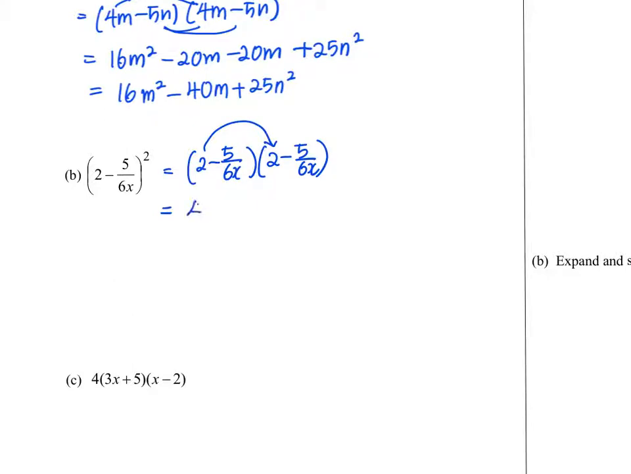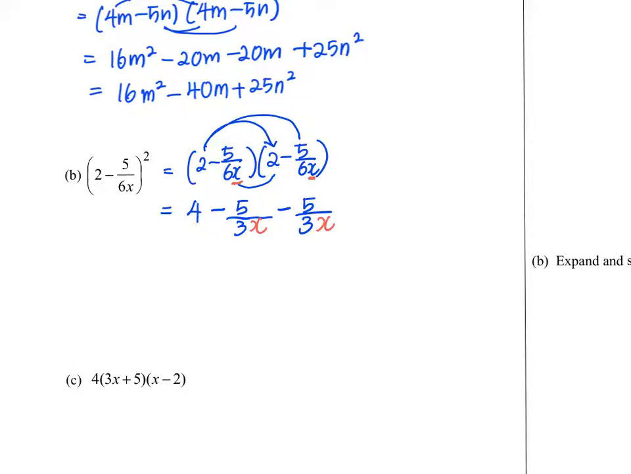2 times 2 gives me 4. Then 2 times negative 5 over 6, so that will be minus. I'll take 2 times negative 5 over 6. Give me improper fraction, please. 5 over 3 according to my calculator. And in this case, they wrote the x as the denominator, so x is in the denominator. Then now negative 5 over 6 times 2 again. If you press the calculator, negative 5 over 6 times 2, that will give you negative 5 over 3. And as usual, x is in the denominator again, so I'm going to leave it like that.